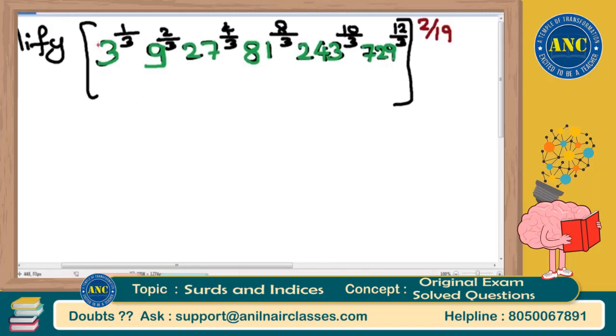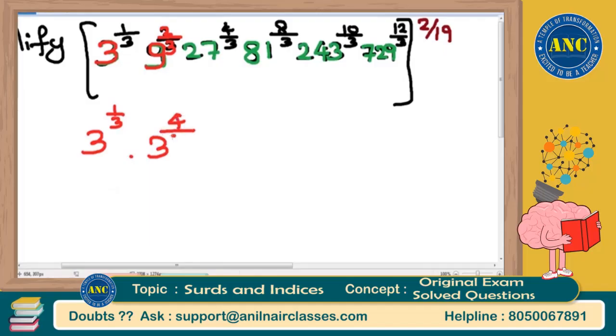Simplify further, sir. I can write 3 power 1 by 3 as 3 power 1 by 3 itself. This is 9. 9 is 3 square. 3 square to the power of 2 by 3. A power m whole power n is a power m into n. So this becomes 3 power 2 into 2 by 3, which is 3 power 4 by 3.